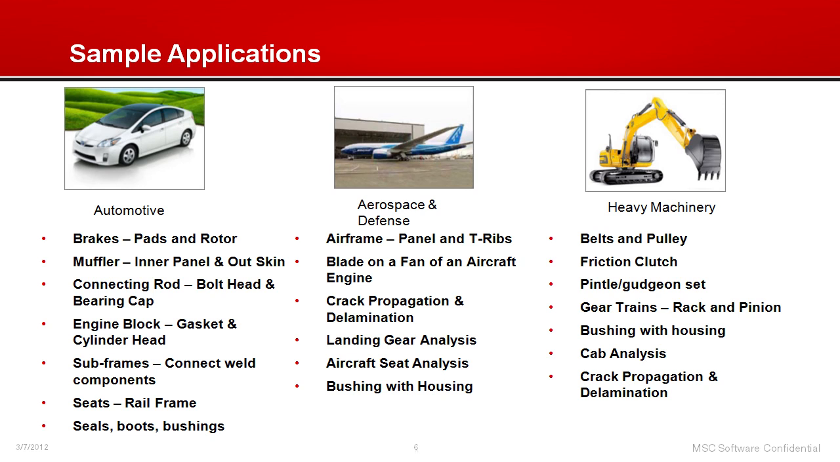There are certain other applications where the nonlinear materials of Nastran are used today. For example, if you look at the last one under automotive, the seals, the boots, and the bushing require the elastomeric material formulation inside Nastran. And if we look at the airframe under aerospace, it requires the use of composite materials and progressive failure analysis for these composite analyses. Also, in heavy machinery, some of the applications include crack propagation and delamination, in terms of modeling the virtual crack closure techniques and cohesive zone modeling and so forth. These are all part of nonlinear material modeling inside Nastran.